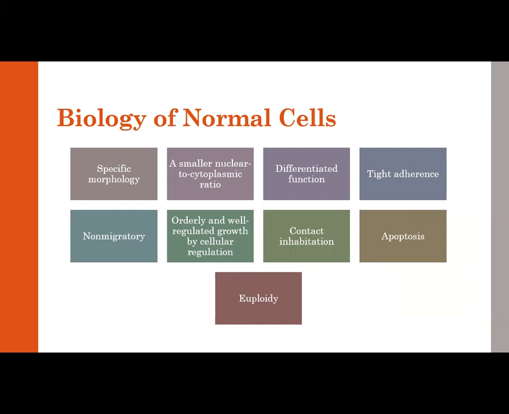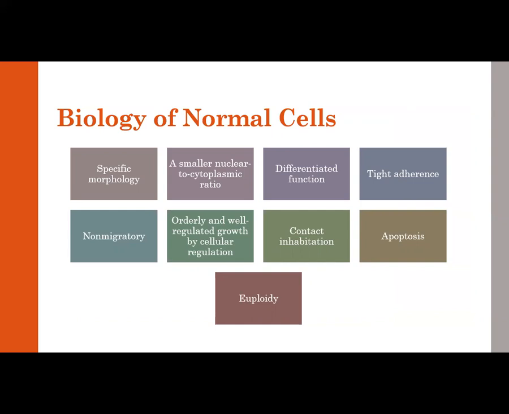The next thing you have for biology of normal cells is a smaller nuclear to cytoplasmic ratio. Basically, this means that the nucleus of the normal cell occupies a relatively small amount of space inside the cell. The size of the normal cell nucleus is small compared to the size of the rest of the cell, including the cytoplasm. Differentiation is the function, which means that every normal cell has at least one function it performs to contribute to the whole body function.